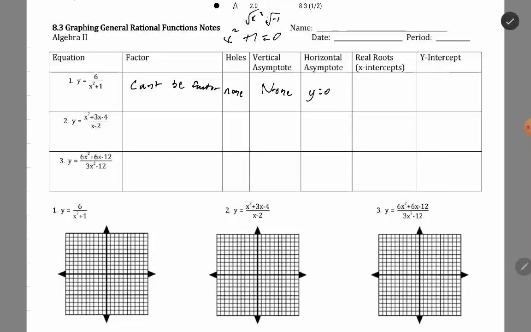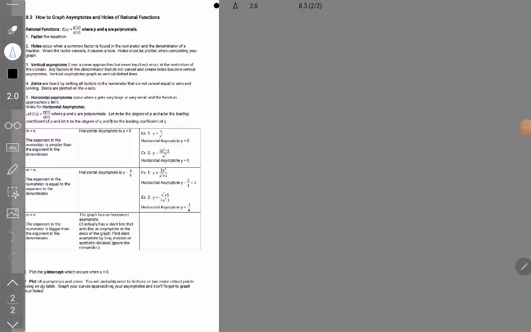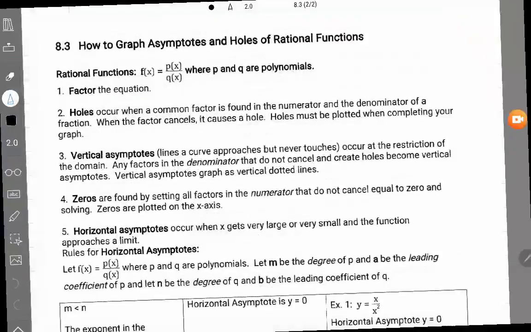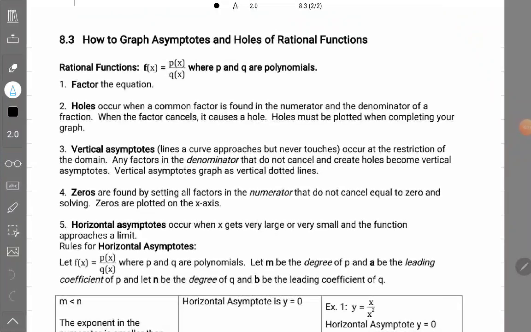So remember, we have a vertical asymptote at... so I started with the wrong page first. We should start on this page, which tells you everything you need to know on how to graph these things. So what we did first was we factored the equation. We couldn't factor. Second is holes. If you found, when you're factoring, something that could cancel in the numerator and the denominator, that's where it causes a hole.